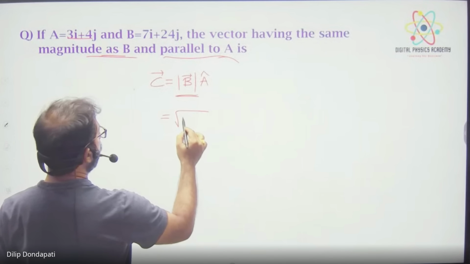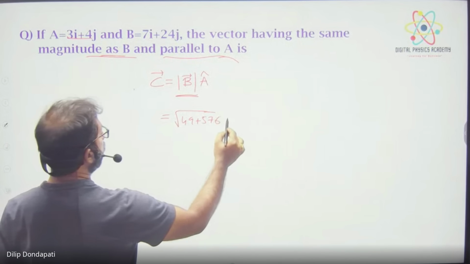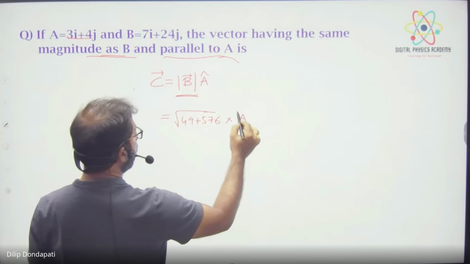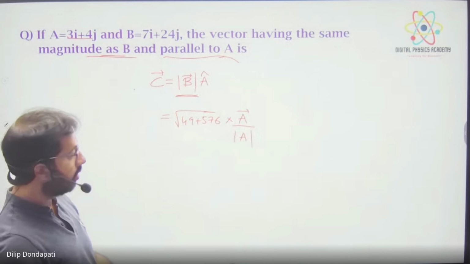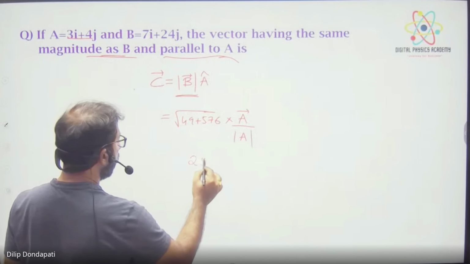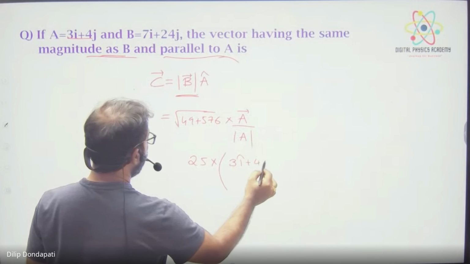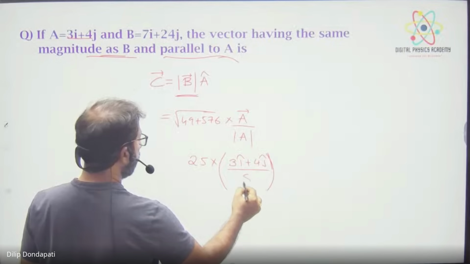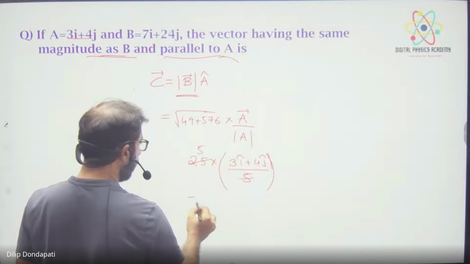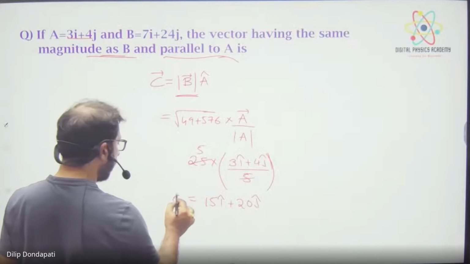Now find the magnitude of B first. Under root 49 plus 576, right? 24 square, into A cap, which is vector A by mod A. Now solve. This is 625, which is 25, into A vector, which is 3 I cap plus 4 J cap by 5. Mod A is 5. Yes, sir. So 5 fives are 25. So it is 15 I cap plus 20 J cap. This is the new vector C vector.